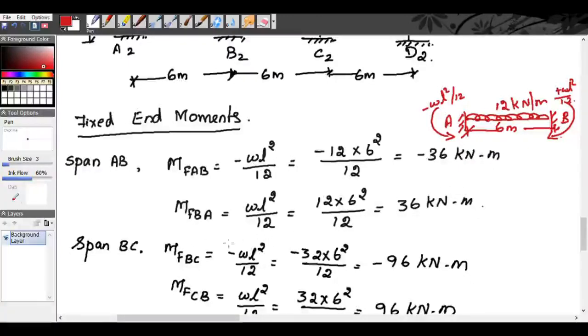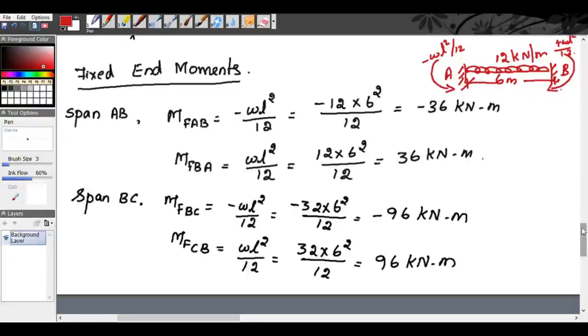Now similarly for the span BC we also have a UDL, but we have both dead load plus live load, so a total of 32 kilonewton per meter UDL. So MFBC and MFCB is plus or minus. This is B and this is C. At B it is minus WL square by 12 and at C it is plus WL square by 12. So we get minus 96 kilonewton meter and plus 96 kilonewton meter.